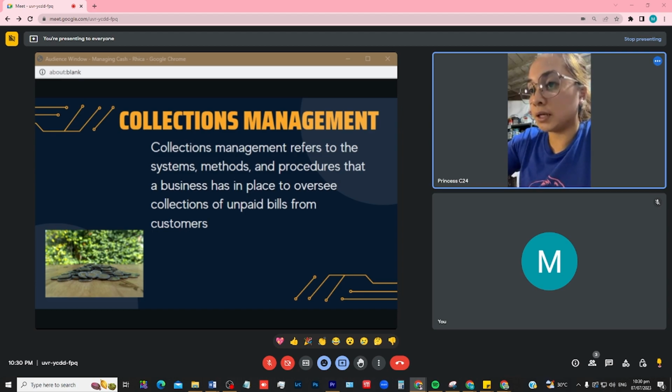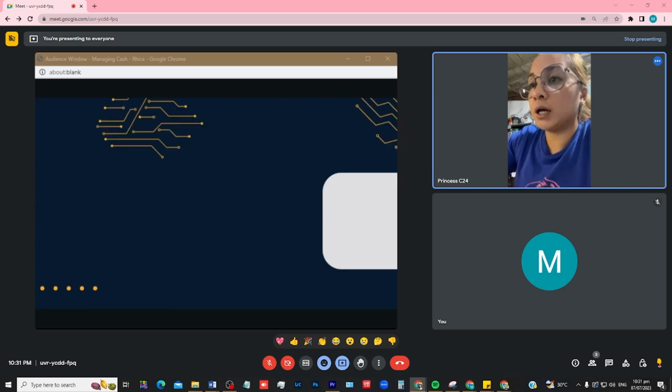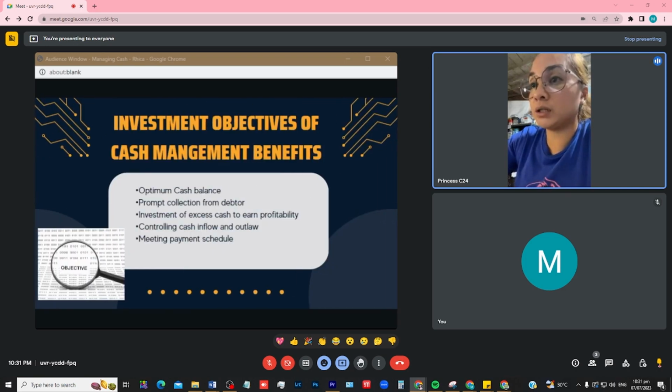Next is payment management. Payment management is a process that can involve reviewing supplier invoices, confirming or challenging the listed details or pricing, capitalizing on opportunities for obtaining discounted pricing, such as early payment. Next is investment objectives of cash management benefits.